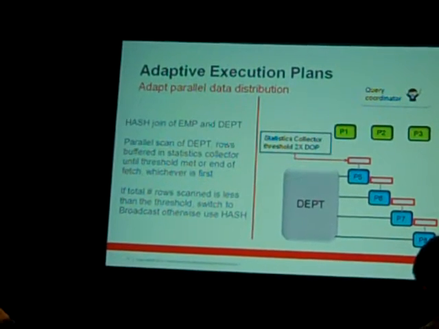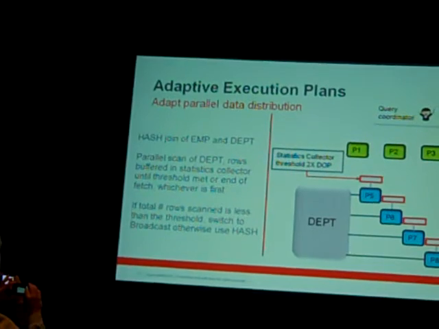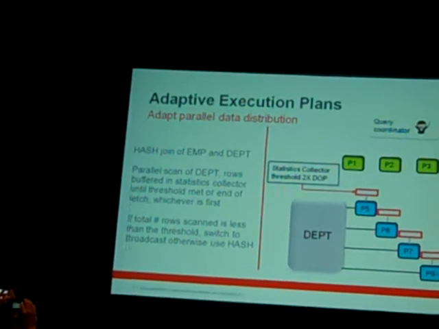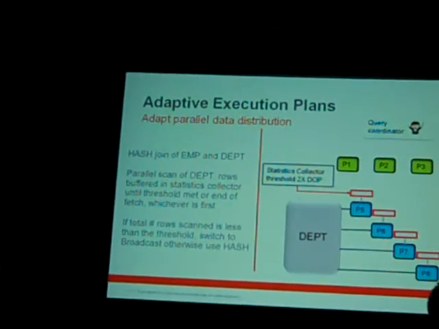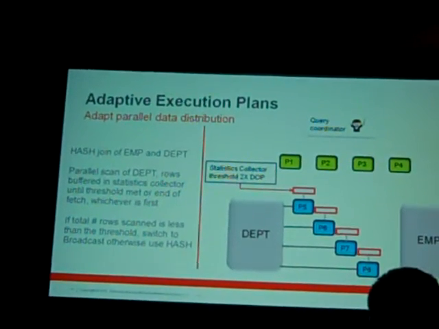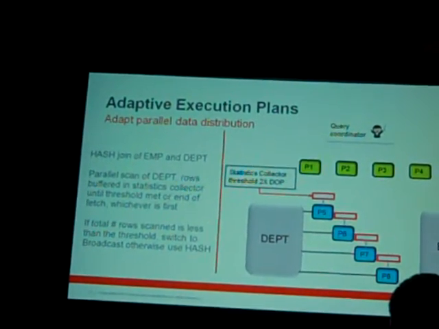So let's look at an example here. We're going to join the departments table and the employees table. We're using a parallel degree of 4, but remember, most of the time if I've got a parallel degree of 4, I actually have 8 parallel server processes executing my query, right? 4 producers, 4 consumers. Those producers are the blue boxes there, P5 through 8.